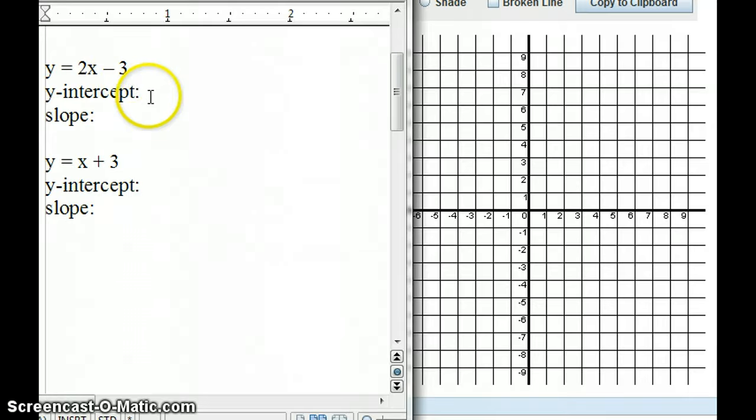So for this first one, we know that the y-intercept always has an x part of 0. And then if I substituted 0 into this equation, that part would go away because it would be 0. And then y would be negative 3. It's always just the constant number part that's added on there.